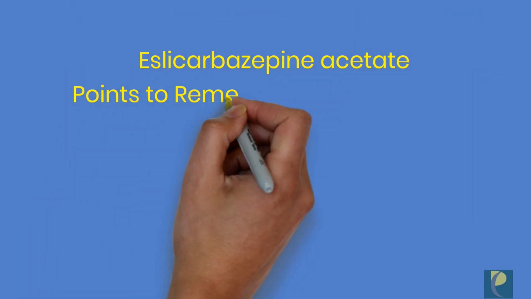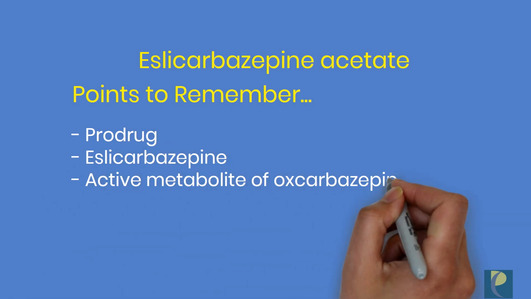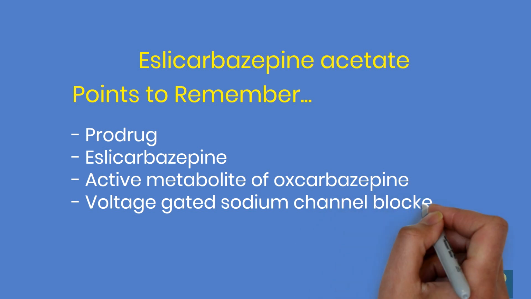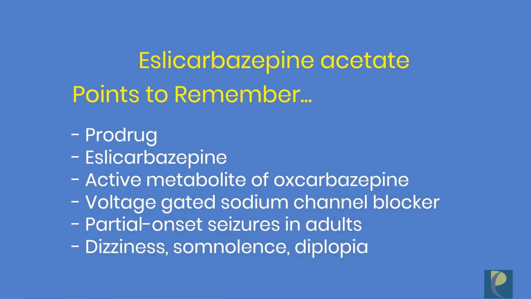Eslicarbazepine acetate is a prodrug that is converted to the active metabolite eslicarbazepine by hydrolysis. Eslicarbazepine is the active metabolite of oxcarbazepine. This drug is a blocker of voltage-gated sodium channel and is approved for the treatment of partial onset seizures in adults. The side effects include dizziness, somnolence, and diplopia.